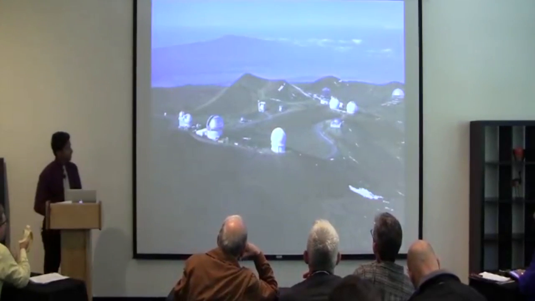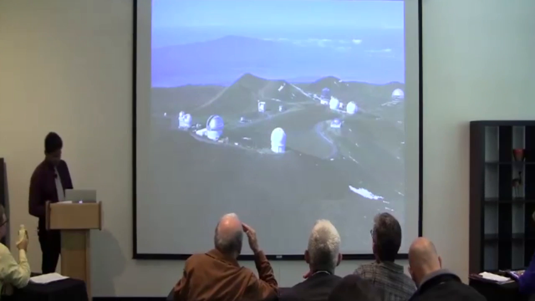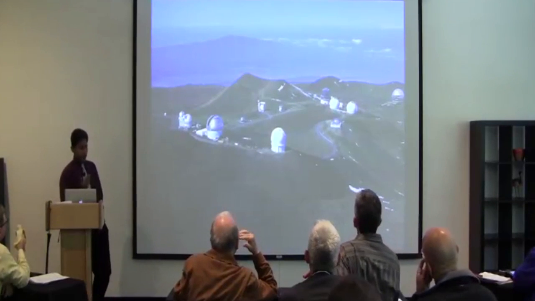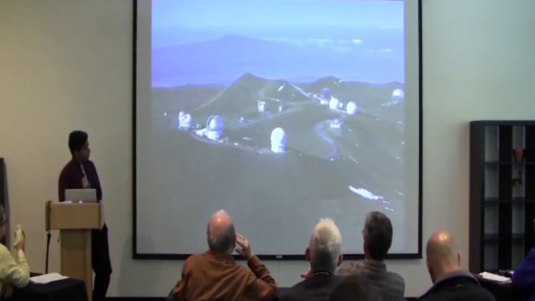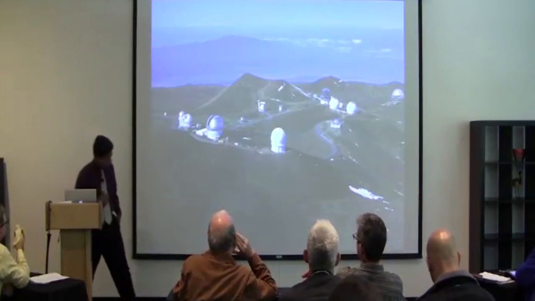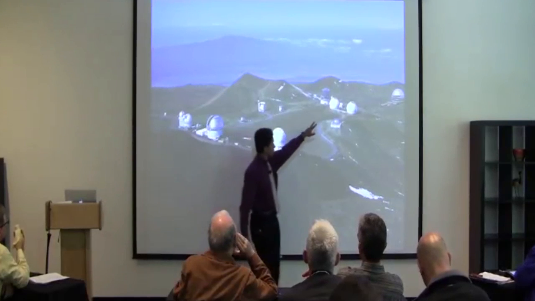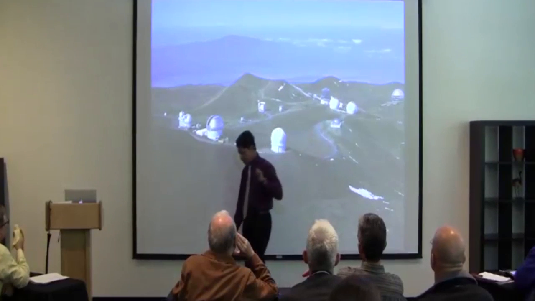Here is the summit of Mauna Kea. It's becoming a really busy place. And this is relevant for the political issue of putting another big telescope on the mountain. You see the 2 Keck telescopes there. They actually are not the biggest domes on the mountain.